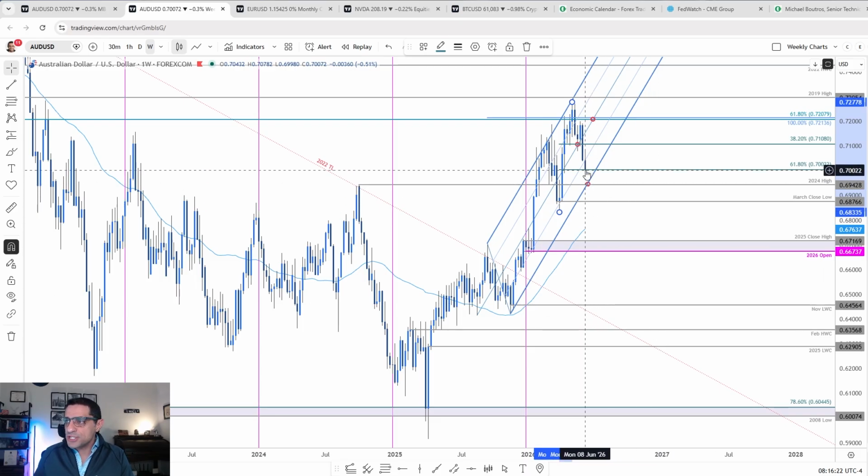So the initial focus is on a reaction here. The threat is still lower, basically well below .71. Next major level of support comes in near that .6940 level.